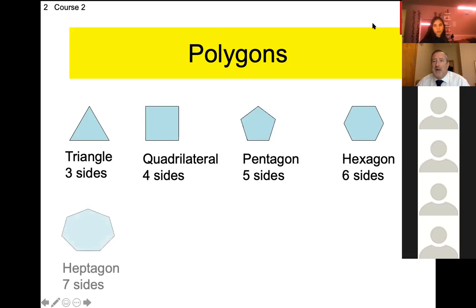What do you know? It is called a heptagon. H-E-P-T. It means 7. A heptagon has 7 sides. It's kind of weird looking. It's kind of a combination of the hexagon and the pentagon, in how you draw it.